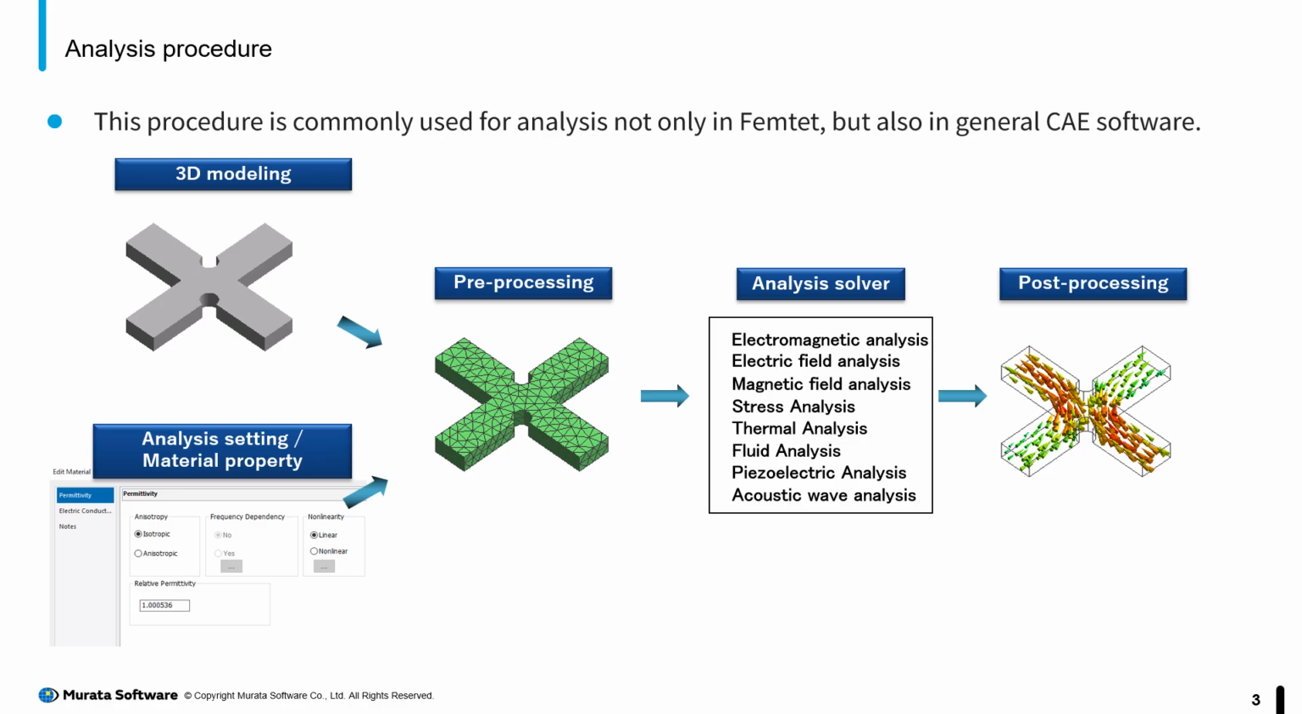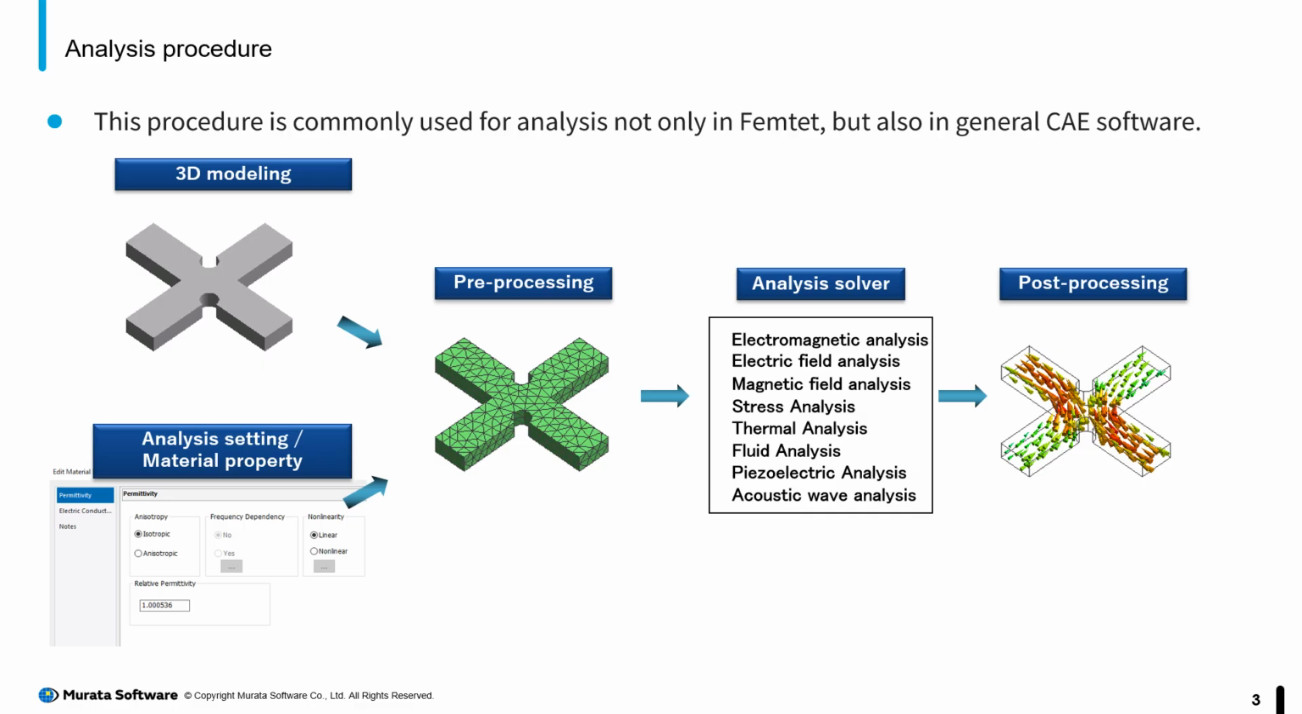Let me explain the flow of analysis in Femtet. First, we create the model shape that will be analyzed. The slide mentions defining a 3D model shape, but 2D is also available. You can use Femtet's modeler feature or create the shape using commercially available CAD software and then import it into Femtet. Once the model shape is complete, we move on to setting up the analysis conditions. This involves defining necessary parameters such as materials and boundary conditions for the analysis.